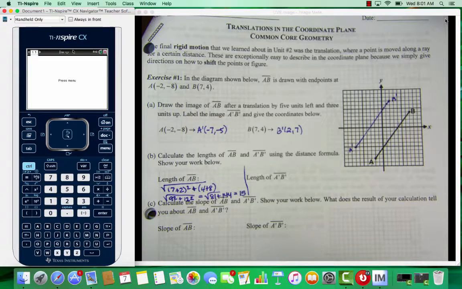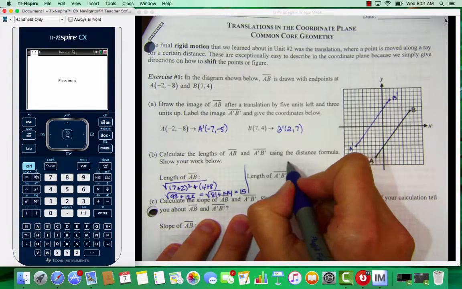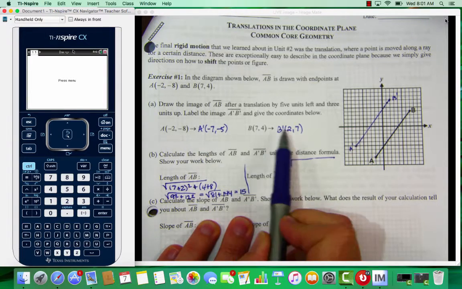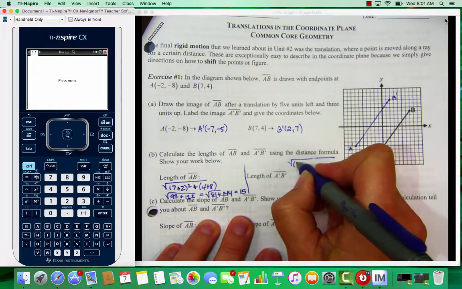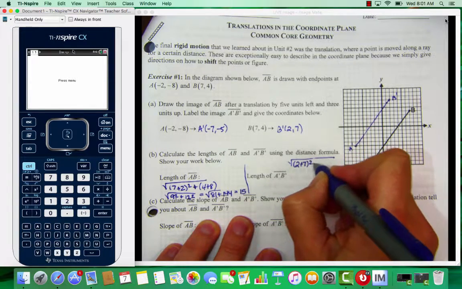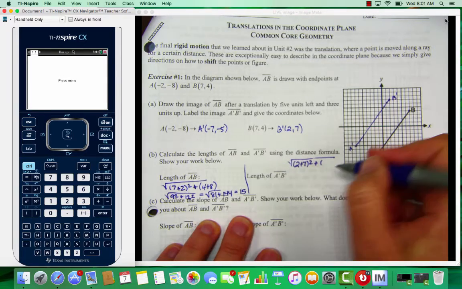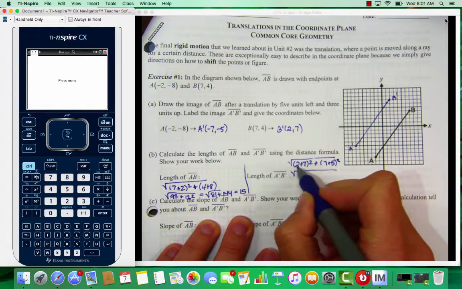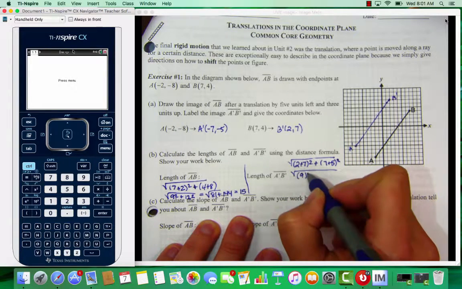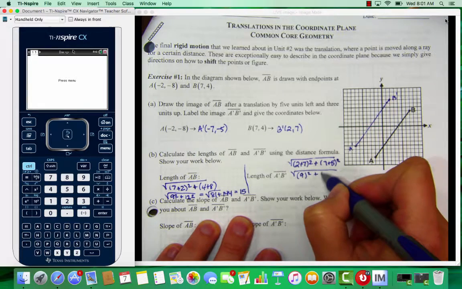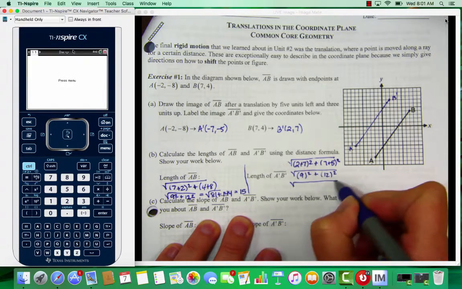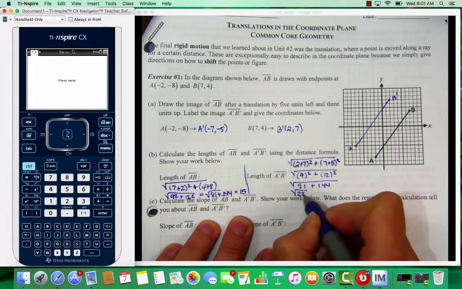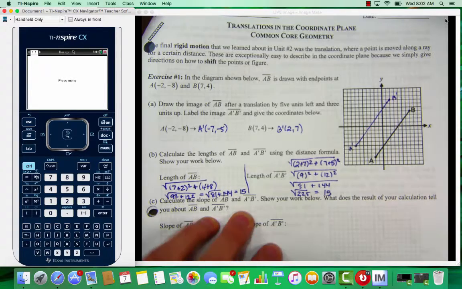And then for A prime, B prime, we're going to do exactly the same thing. So we're going to find the distance from A prime to B prime. And so again, same thing. I'm going to start with my x values and subtract them. So 2 minus negative 7 is 2 plus 7. And then 7 minus negative 5 is 7 plus 5. And then go ahead and simplify. 2 plus 7 is 9, and we have to square that. And 7 plus 5 is 12, and again we have to square that. When we square both of those, we get 81 and 144, which is the square root of 225, and the square root of 225 is 15.